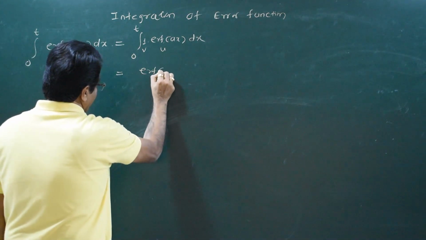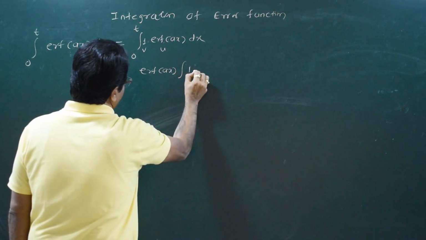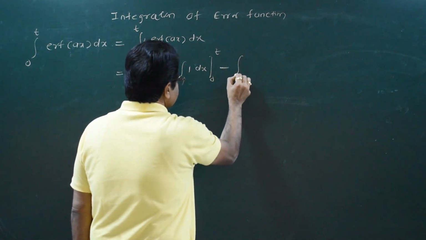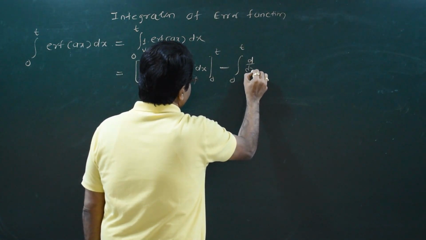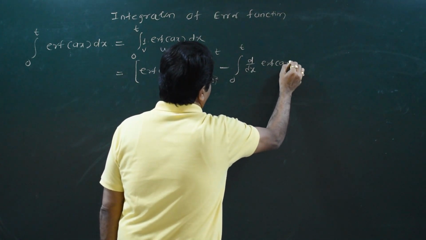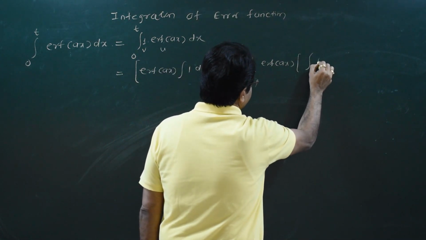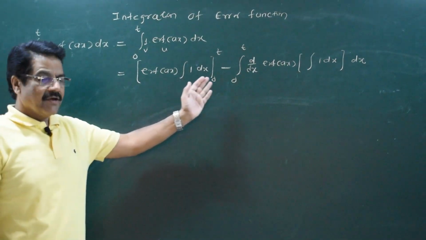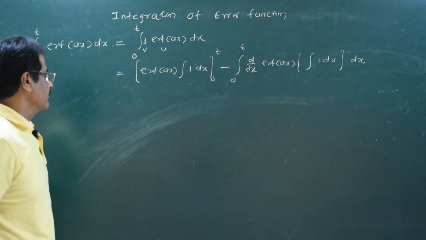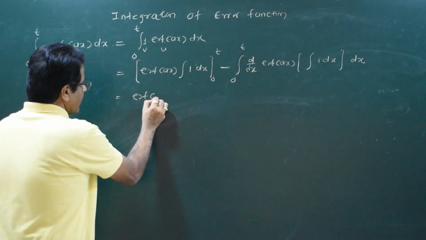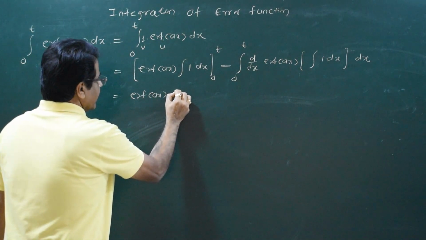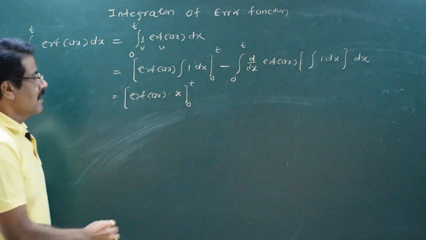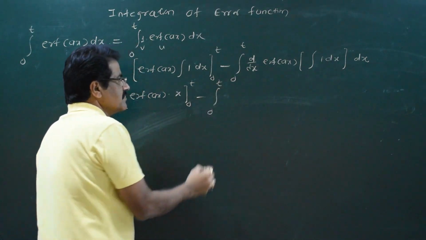So it is error function of ax into integration of 1 dx within the limits 0 to t, minus integration 0 to t of d by dx of error function of ax multiplied by integration of 1 dx, dx. So this is our regular formula of by parts we are applying. Simplifying further, error function of ax into integration of 1 is x, and then within the limits 0 to t, minus integration from 0 to t.